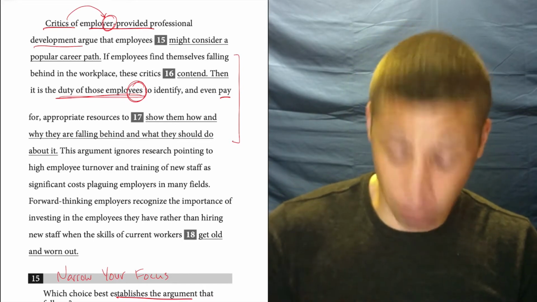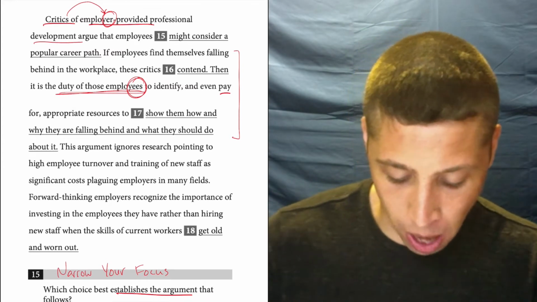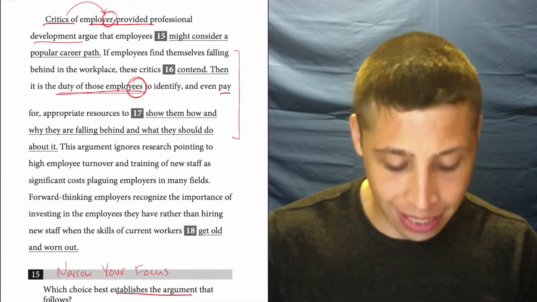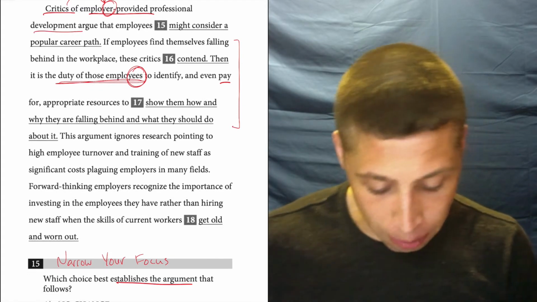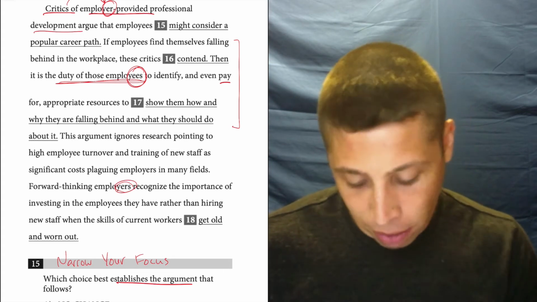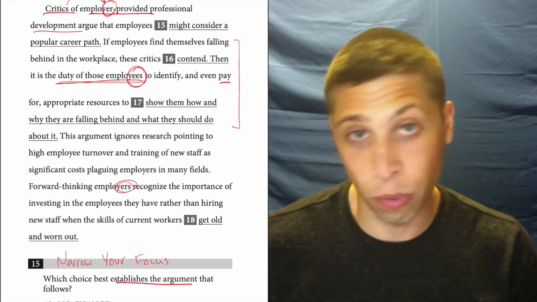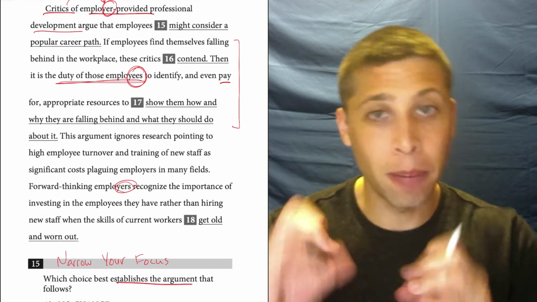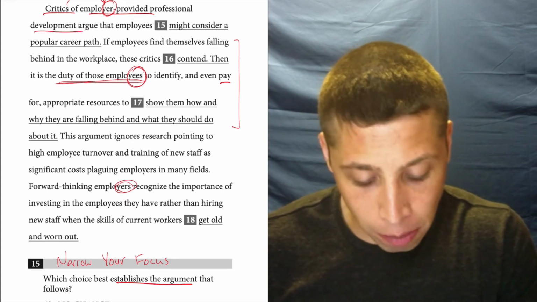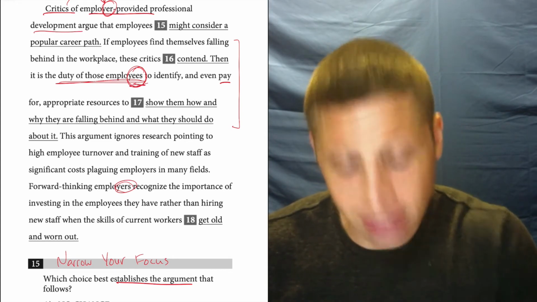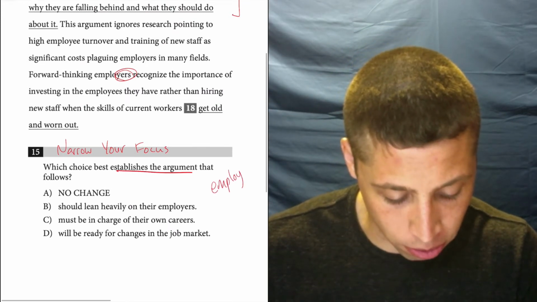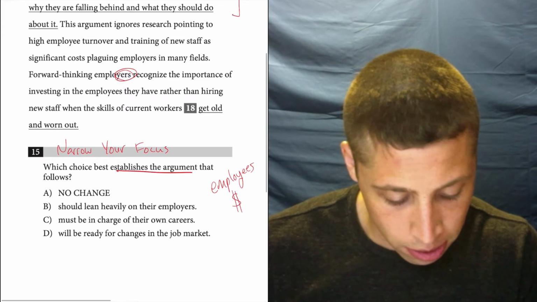So let's continue just to reinforce that. This argument ignores research pointing to high employee turnover and training of new staff as significant costs plaguing employers in many fields. Forward-thinking employers recognize the importance of investing in the employees they have rather than hiring new staff when the skills of current workers get old and worn out. So it's about employers paying versus employees paying. And the argument that we care about wants the employees to pay. So employees pay. We might even write it down just so we have a really easy way to focus on that idea.